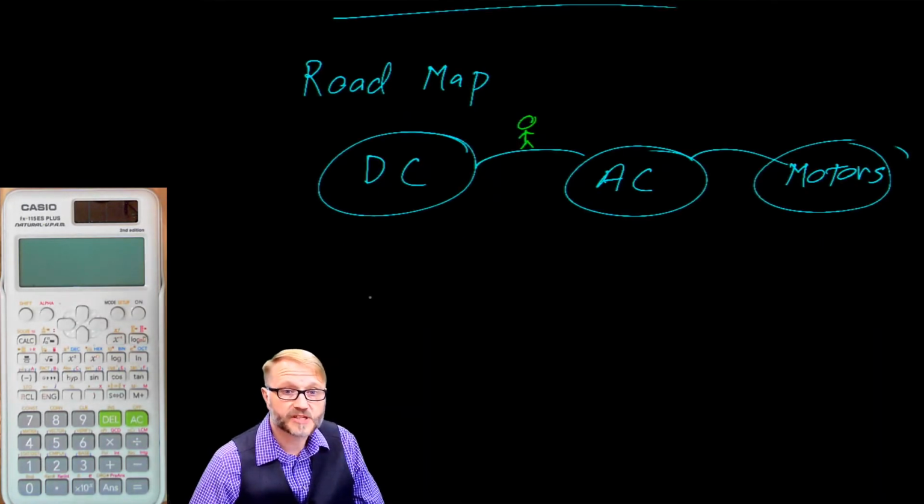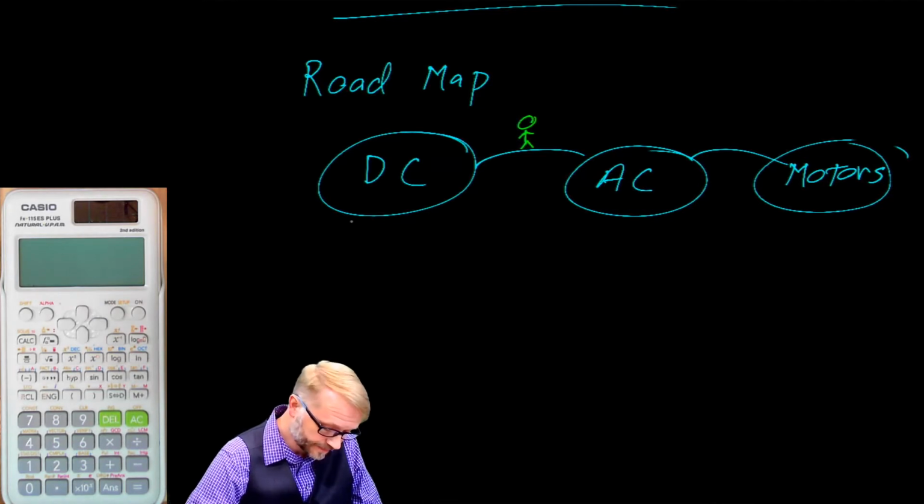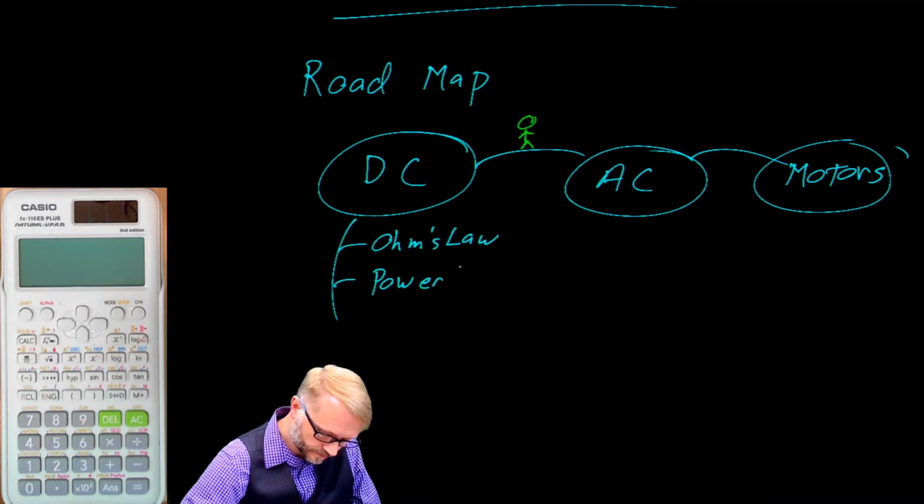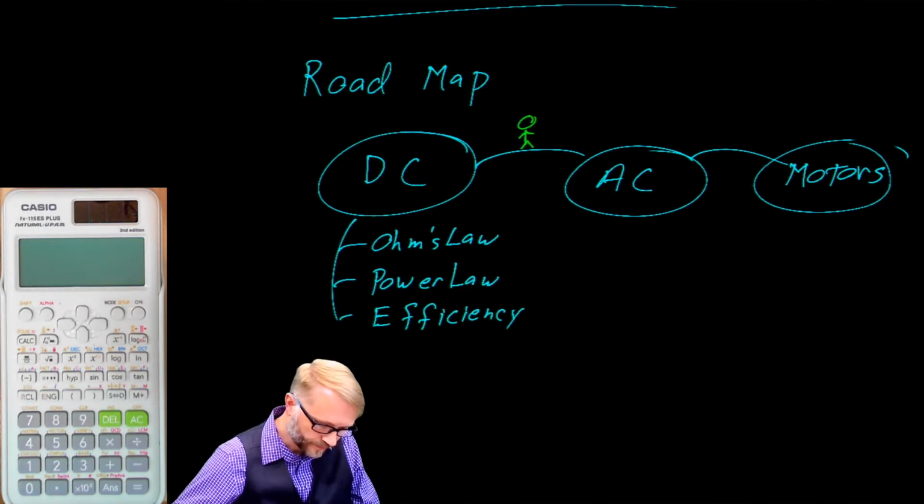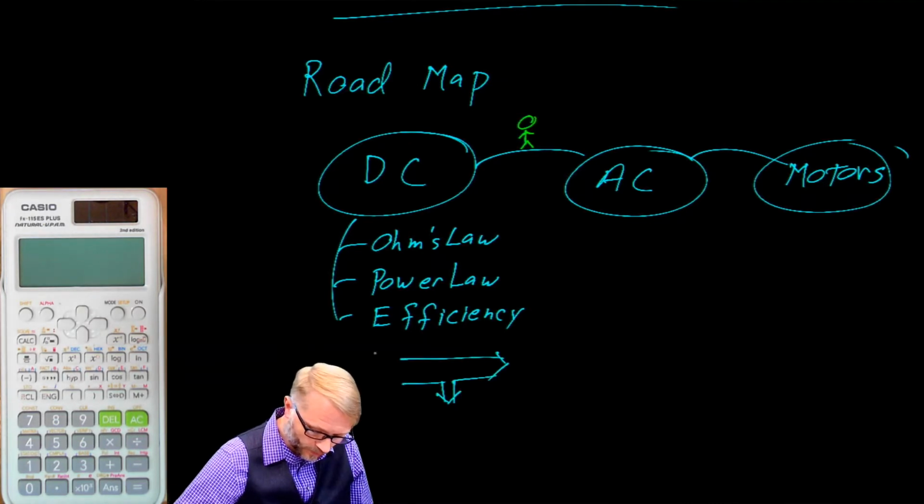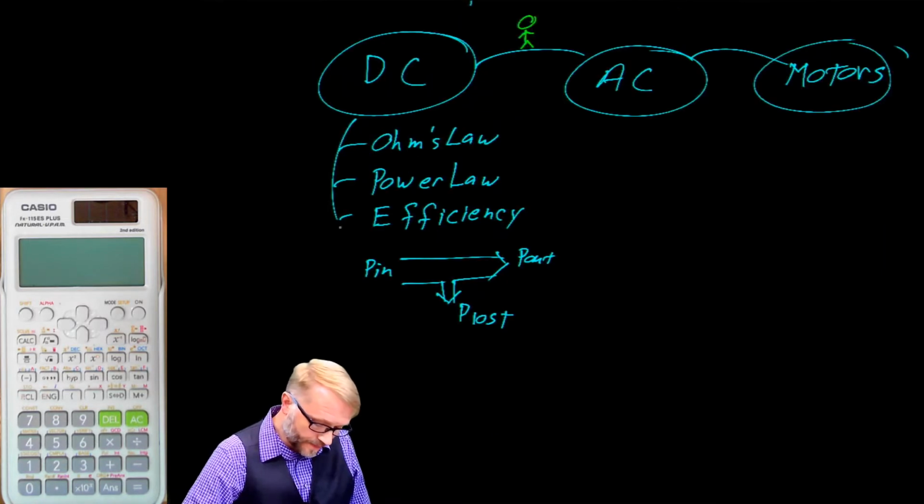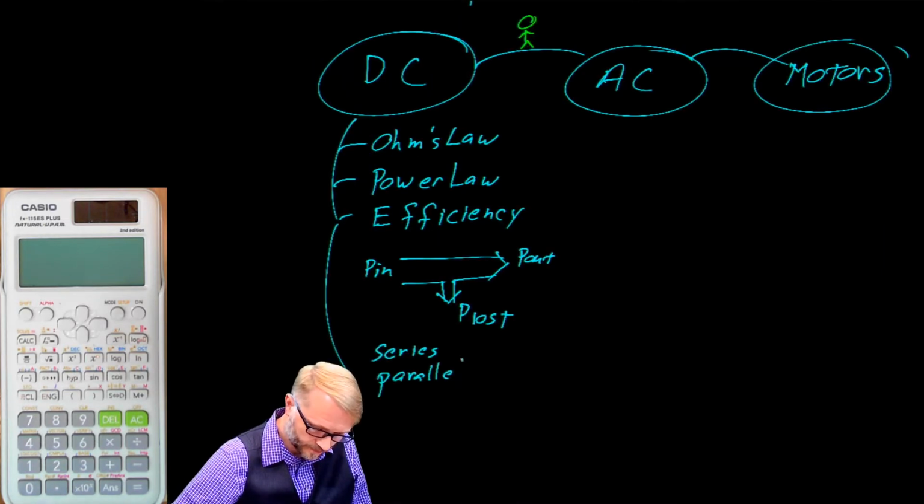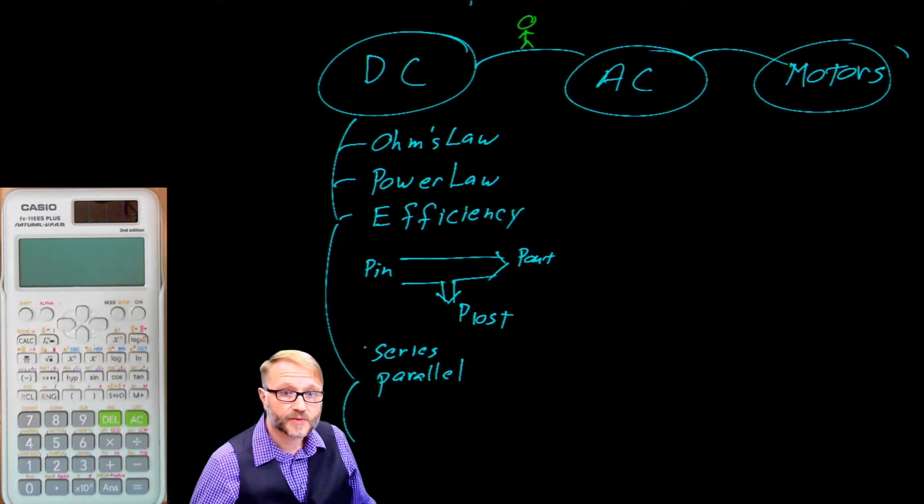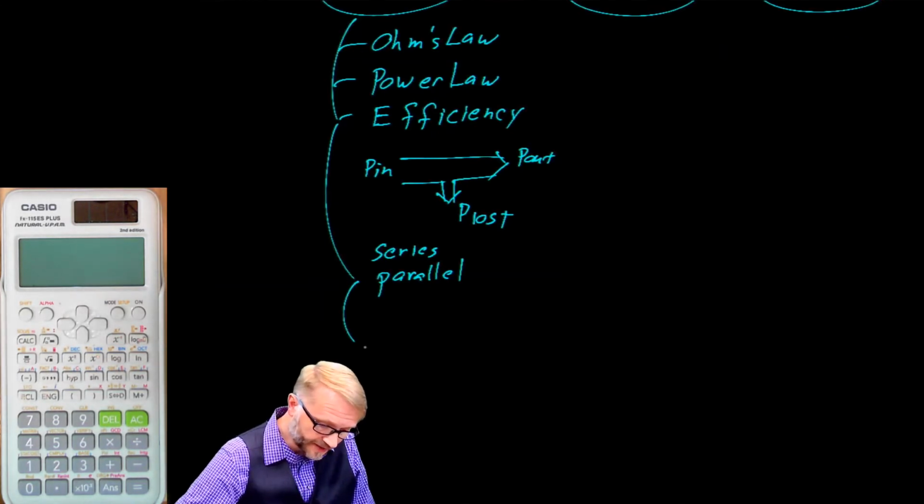So far, we've explored things like Ohm's law, power law, efficiency. We looked at things like the power flow diagram, where we talked about a power in, a power out, and a power lost. We mentioned series and parallel circuits. In our last class, we introduced the voltage divider and current divider.